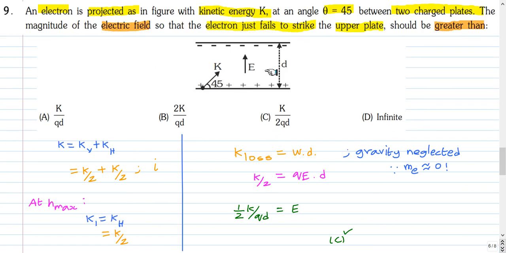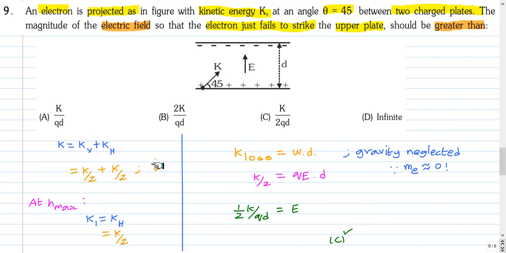Here is the solution. The kinetic energy of the electron is given by the symbol K, and the initial velocity is making an angle of 45 degrees. So it will have an x component of velocity and a y component of velocity, vertical component and horizontal component. The components are the same because they are u cos 45 and u sin 45, and cos 45 and sin 45 are the same. So the kinetic energy will get equally split into the vertical motion and horizontal motion as K by 2 and K by 2.